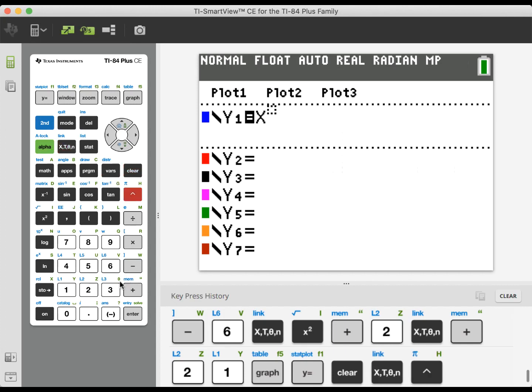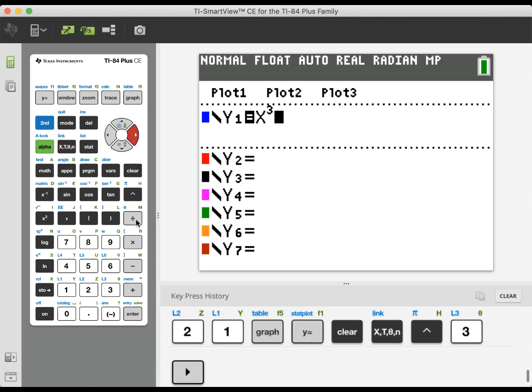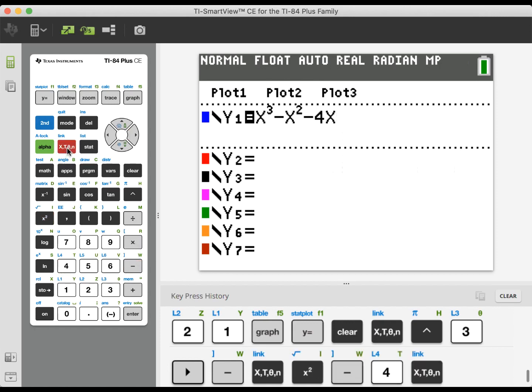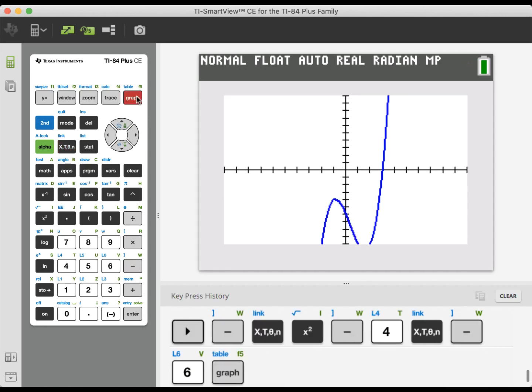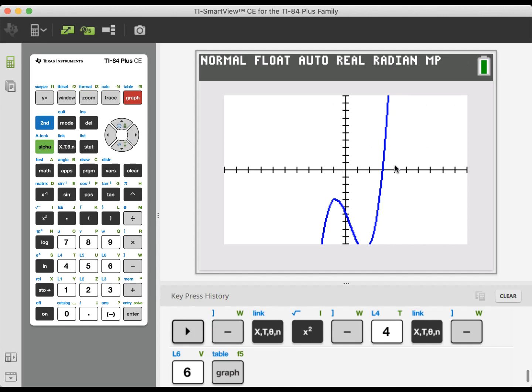X cubed minus x squared minus 4x minus 6. And then we graph it. Now notice that this only crosses at 3.